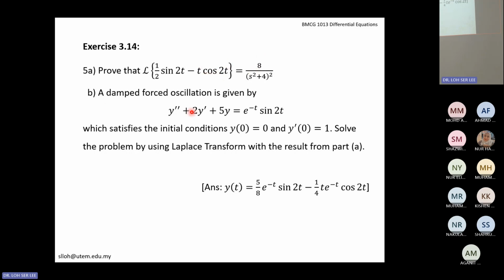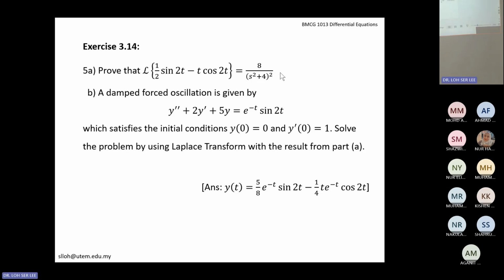Next, B. You are given this with the initial values. Solve this using Laplace transform with the result from part A. This sentence means that after you solve this, at the last part, when you want to apply the inverse Laplace to get the final answer, you may use this. This part will help you later in the inverse Laplace to get the final answer.